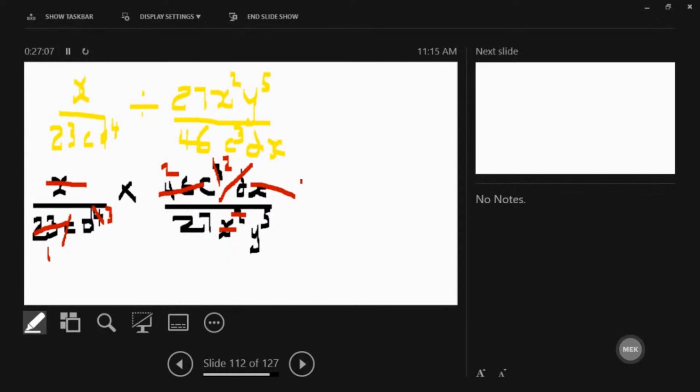All right, so at the top, we have nothing up here, just 1. We have a 2. We have a c squared. So at the top, we have 2c squared. And at the bottom, we have 27. We have d to the third power. And we have y to the fifth power.